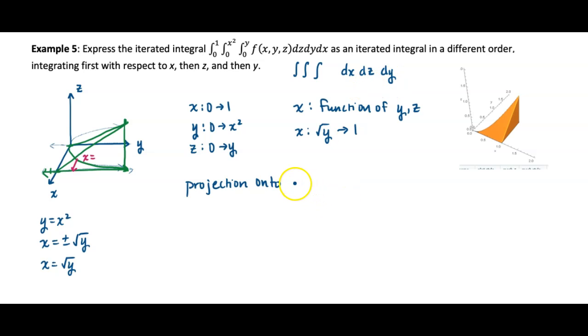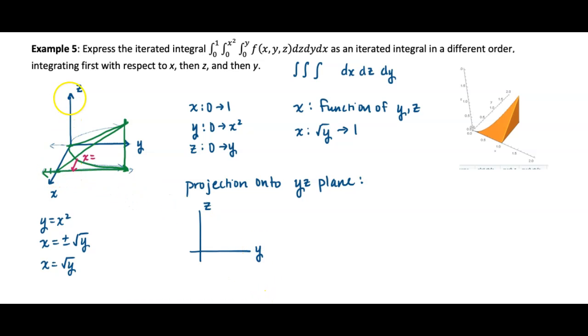Onto the YZ plane. Well, on the YZ plane, I can just picture this being kind of copied and pasted onto this YZ plane, all right? Now, I know my x value is positive. Because my x is just going from 0 to 1, I know my z is going from 0 to y. I know I'm only dealing with positive z and y values here.